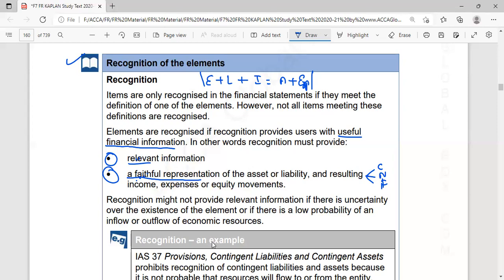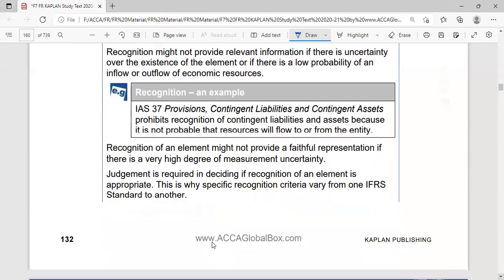So recognition stands for creating an item on the face of the financial statement, only when it meets the recognition criteria. For meeting the recognition criteria, that information is said to be useful information. We say that information is useful when it satisfies the two characteristics, that is, relevance and faithful representation.